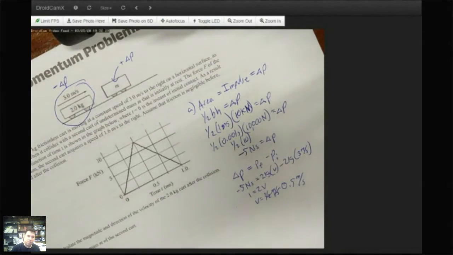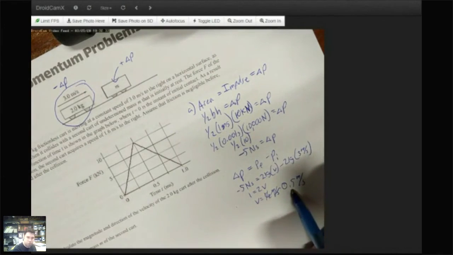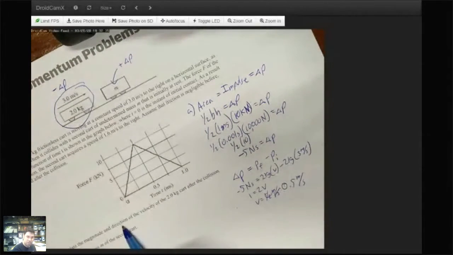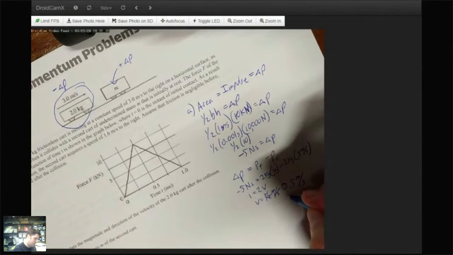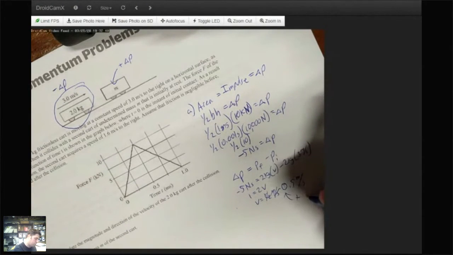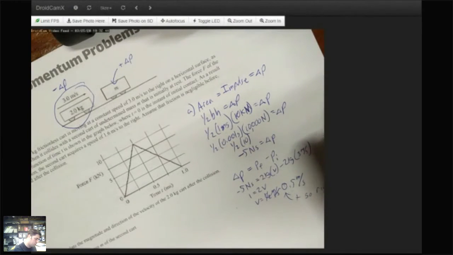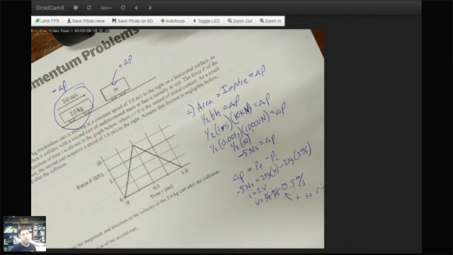All right, so there's our magnitude, 0.5 meters per second. And the direction, well, this is still a positive number, which means we are going to the right. Okay, if that was a negative number, we'd be going to the left, because it's the opposite direction.